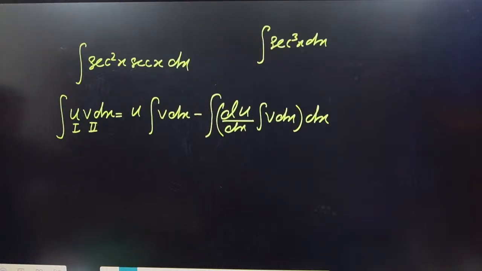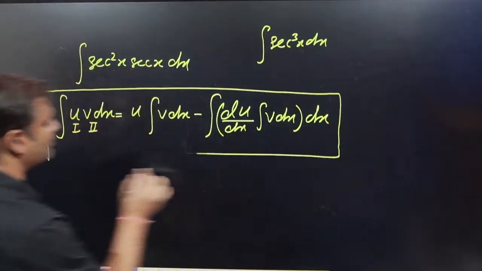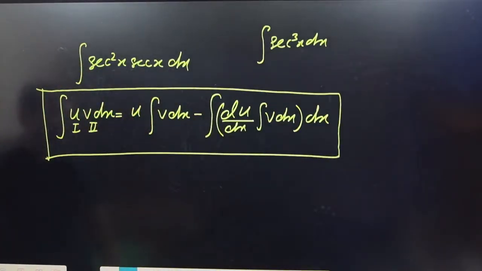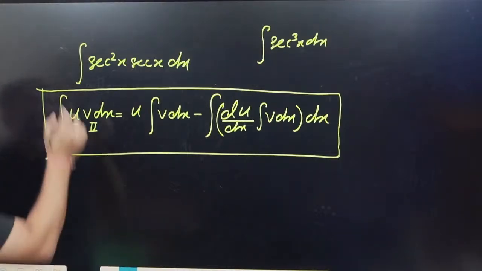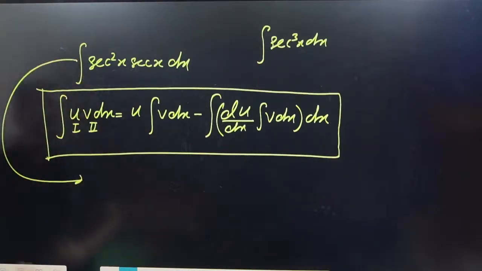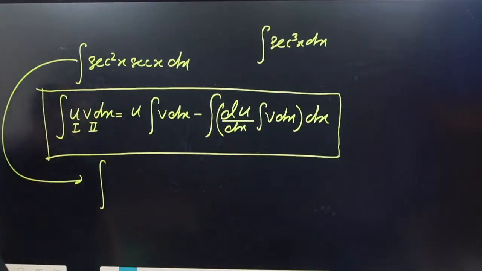This is the powerful formula. I will use this formula later. So first we focus on that part. Here sec square x and here sec x dx. I know that sec square is written as 1 plus tan square x.